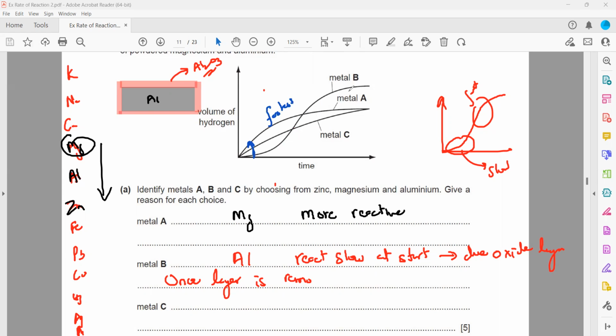Why is metal B magnesium? Because in the beginning it is slower and then it increases. So why is metal B aluminium? Because in the beginning it is slower and then it increases, due to the oxide layer. That's how we identify metal B.